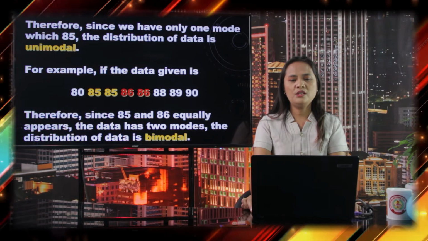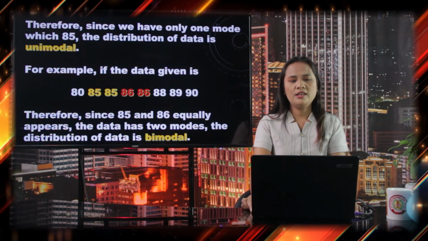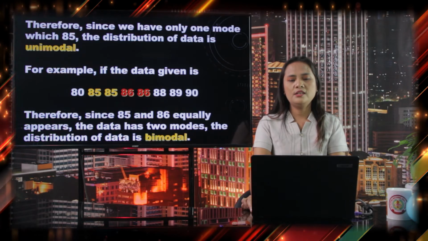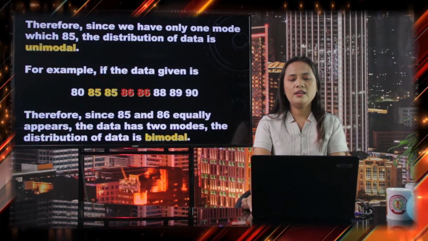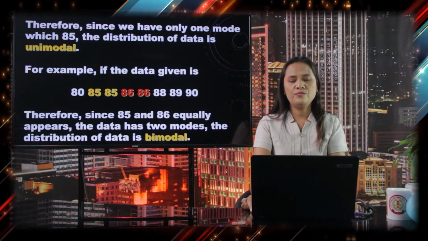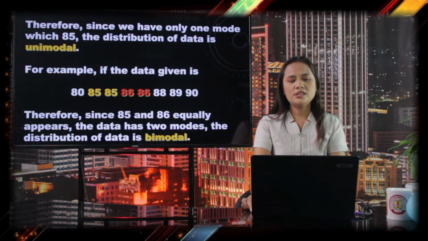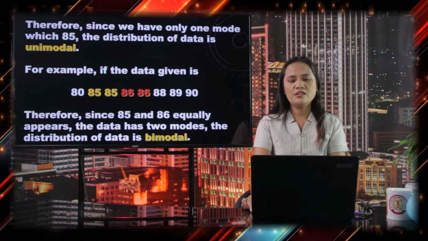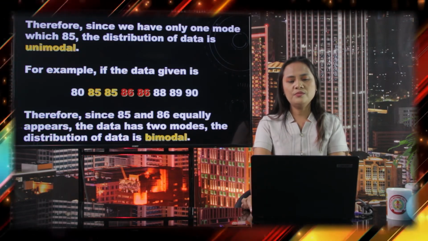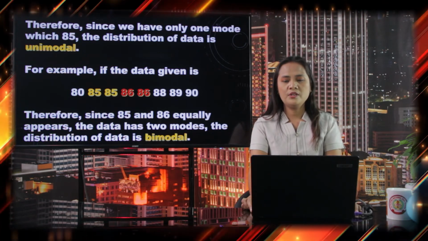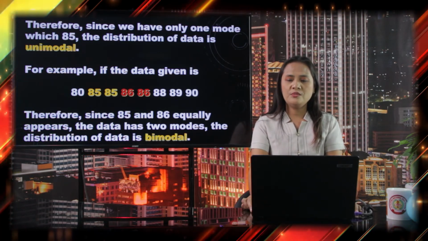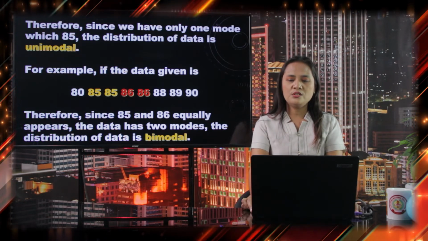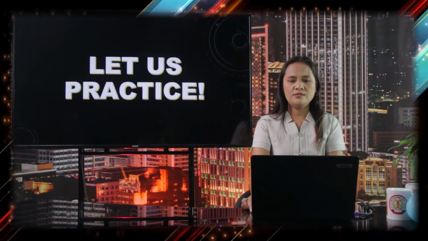For example, if the data given is 80, 85, 85, 86, 86, 88, 89, 90. Therefore, since 85 and 86 equally appear, the data has 2 modes. The distribution of data is bimodal. Is it possible for a set of data to have no mode? To answer this question, let us proceed to the next activity.